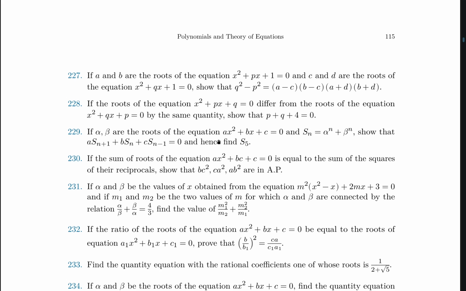Question 229 says that if alpha, beta are the roots of the equation ax square plus bx plus c is equal to 0 and Sn is equal to alpha to the power n plus beta to the power n, then show that a Sn plus 1 plus b Sn plus c Sn minus 1 is equal to 0, and hence find S5.